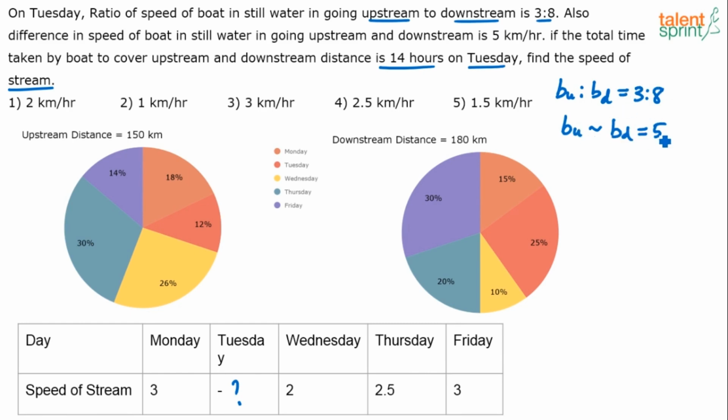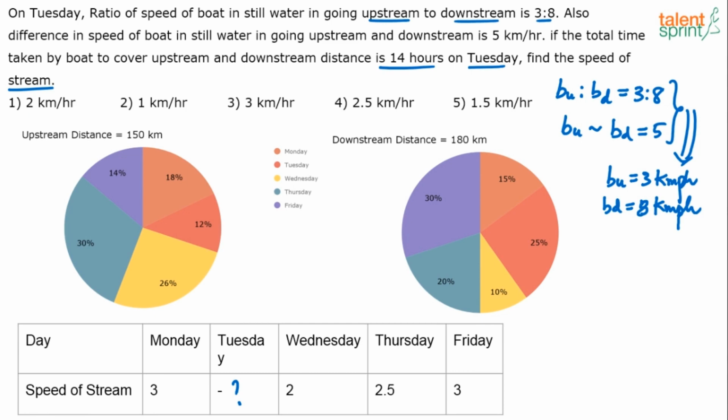5x is equal to 5, which means x is equal to 1. So I can now from these two statements conclude that the boat's upstream speed is 3 kilometers per hour and the boat's downstream speed is 5 kilometers per hour. As simple as that. Yes or no? 8 kilometers per hour. Because 3 and 8 gives you a ratio of 3:8 and the difference 8 minus 3 is 5. Satisfies both the conditions.